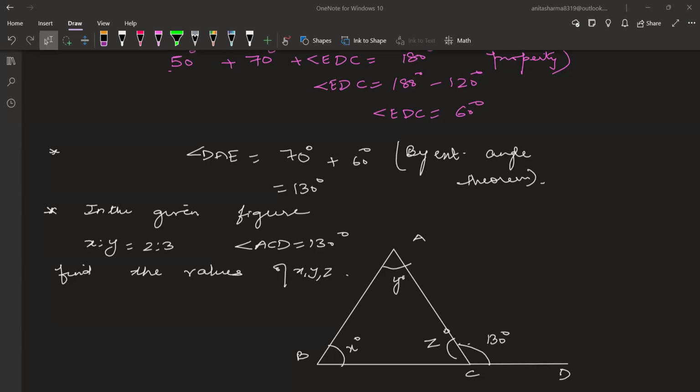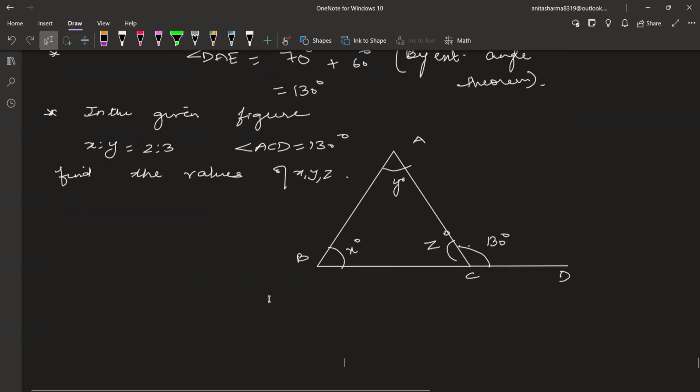Ma'am, angle X plus angle Z is equal to 130 degrees. Shrita, speak, beta, what are you saying? Ma'am, angle X plus angle Z is 130 degrees. No beta, angle X plus Y will be 130 degrees. Ma'am, so Z will be a linear pair to 130? Yes, yes. Okay, ma'am.